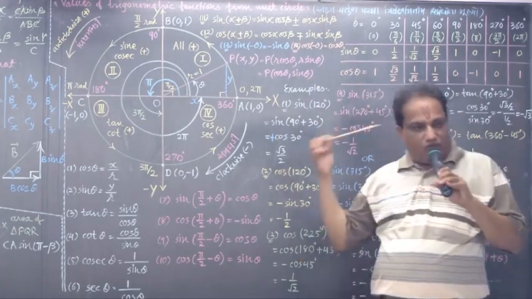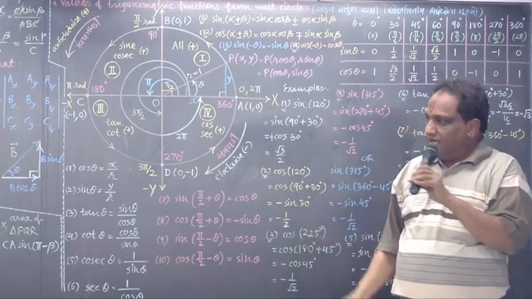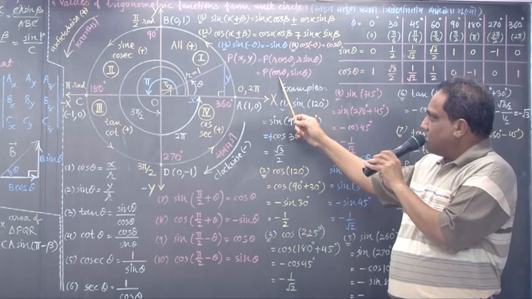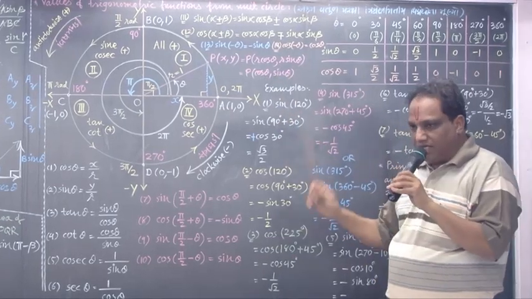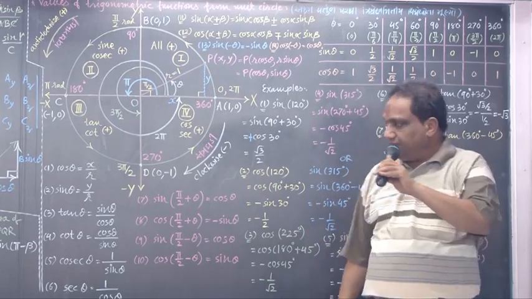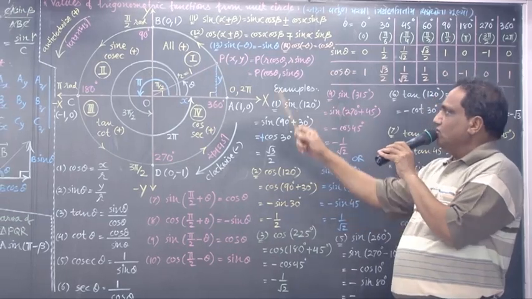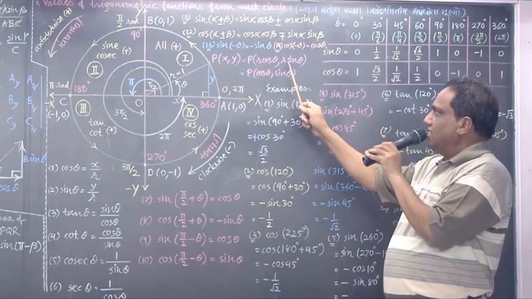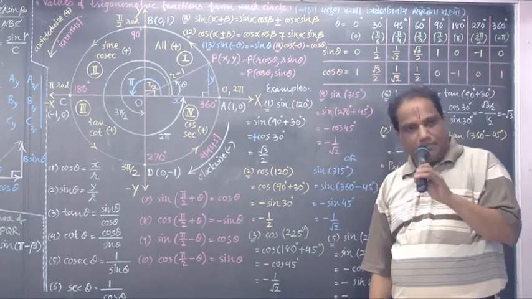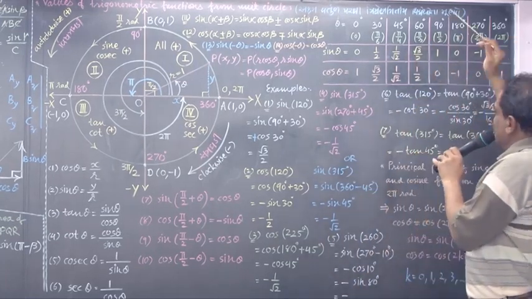So for any trigonometric point taken on the unit circle, its coordinates can be written as cos theta, comma, sin theta. But this is true for the unit circle. If it is not a unit circle and it is a circle of radius r, you may write it as r cos theta, comma, r sin theta. Simple.